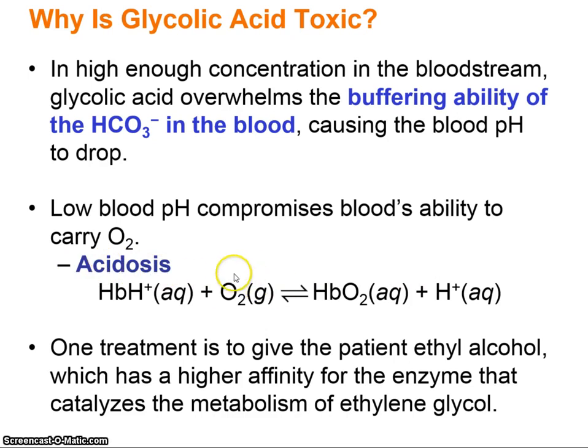I can't pick up the oxygen, can't form my oxyhemoglobin, right? That's the form that carries the oxygen if I've got too much H+. So causing H+ here, adding product, is going to shift this back towards the reactant. You want this product, so it's going to suppress this guy because you've added the H+. One treatment is to give the patient ethyl alcohol, which has a higher affinity for the enzyme that catalyzes the metabolism of ethylene glycol. So, yes, for once, alcohol is the solution.